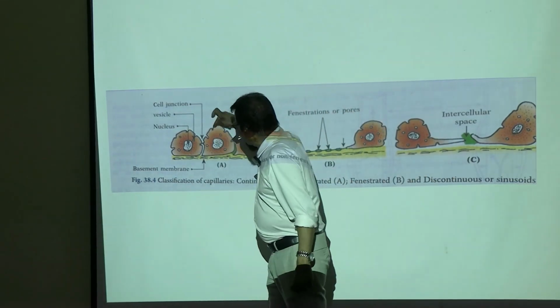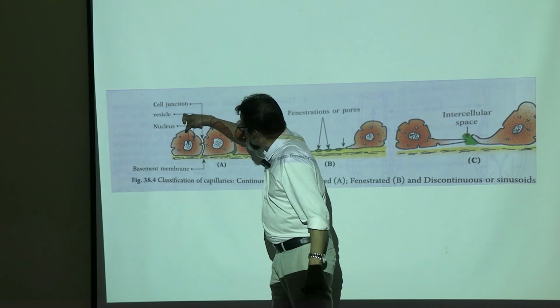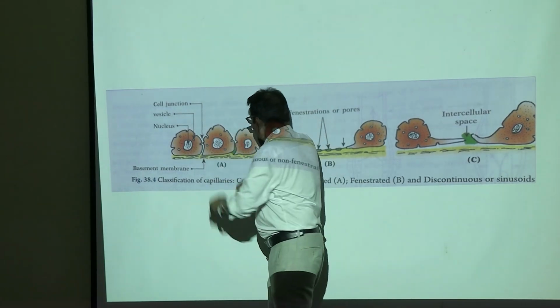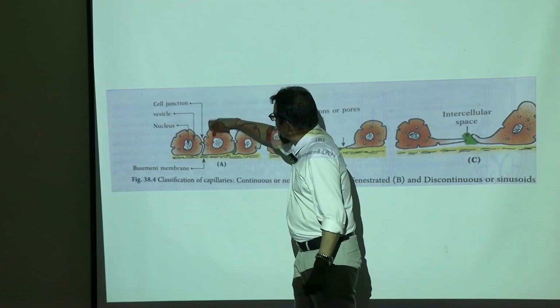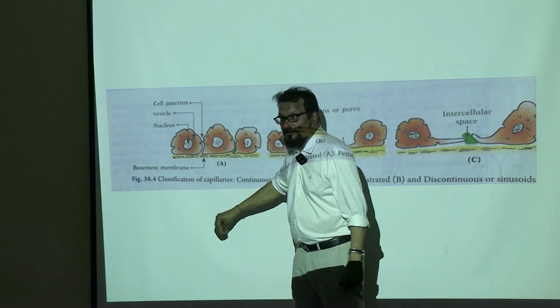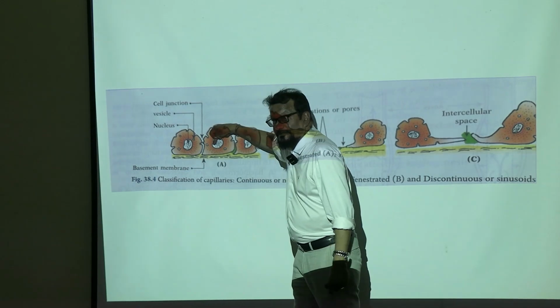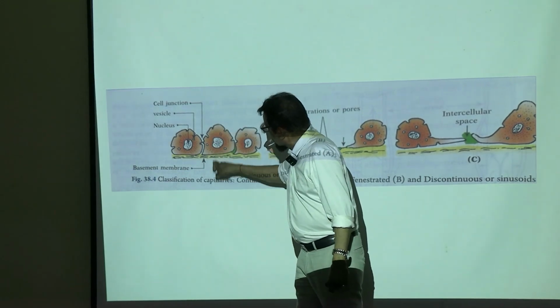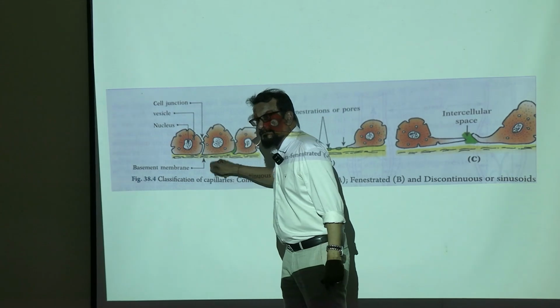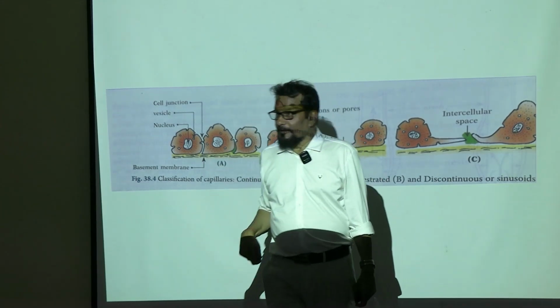These cells have pores. You can see these pores, but the cells are tightly packed. So the blood that has to be diffused will first enter into this, and they also have pores. From there it will enter into the tissue space, then into the tissues.